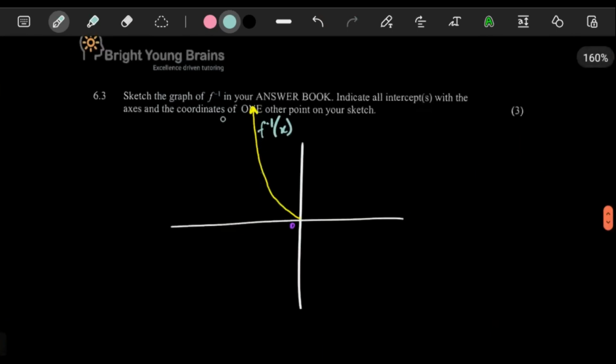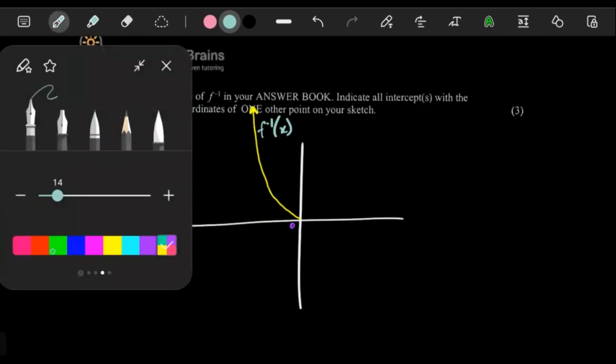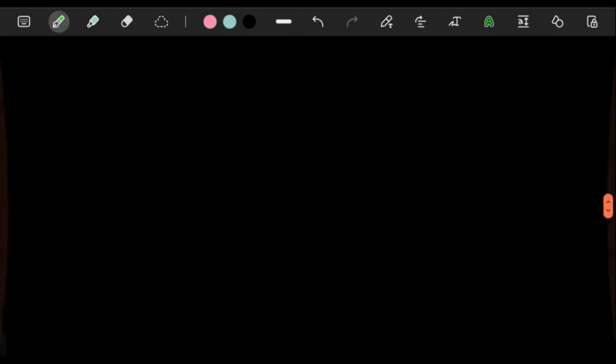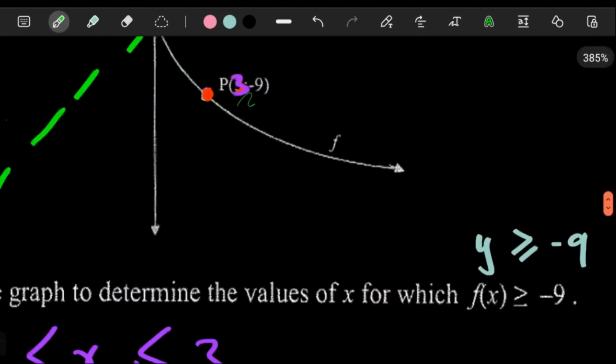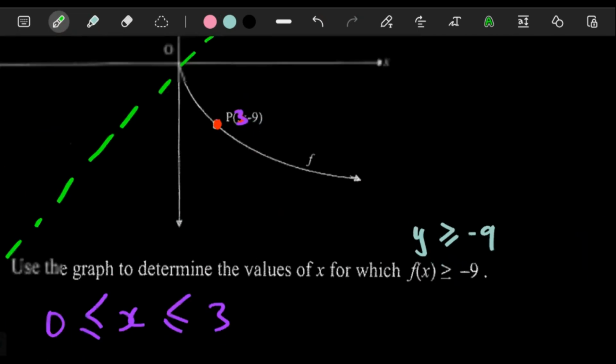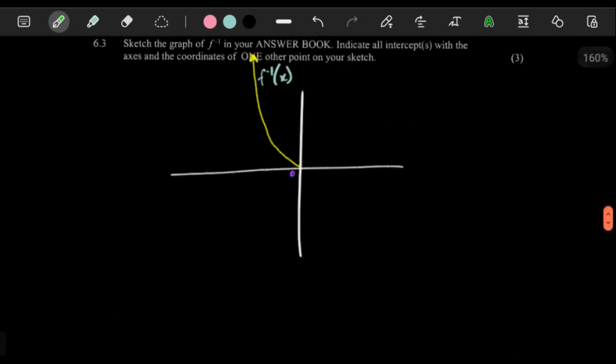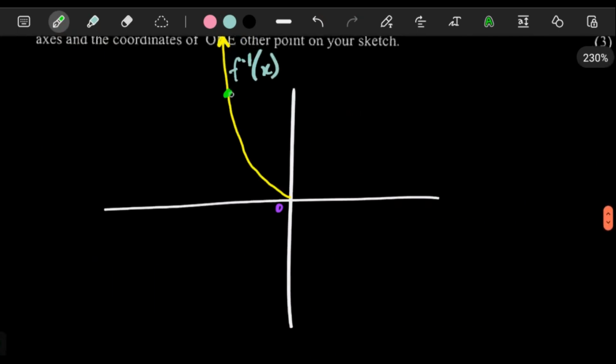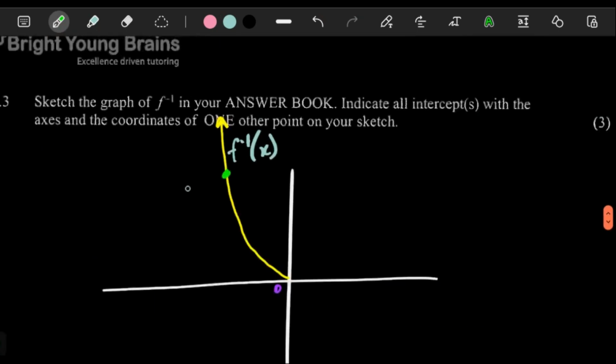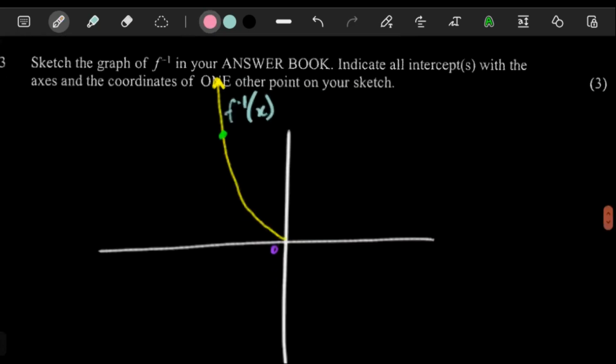We need to label one coordinate. One of the coordinates we can label is just the inverse of this one here, where this is swapped around. So we can swap it around. We'll have -9 and +3. So what we can say here is somewhere here, you're going to have, well, before that, we can also draw the line of inverse here.